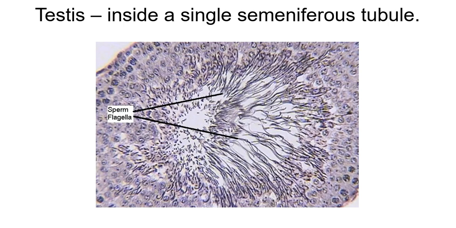In this slide, we've got a different preparation, and all the little black squiggly lines that you see right there, that's the sperm flagella extending into that chamber in the middle of the seminiferous tubule.